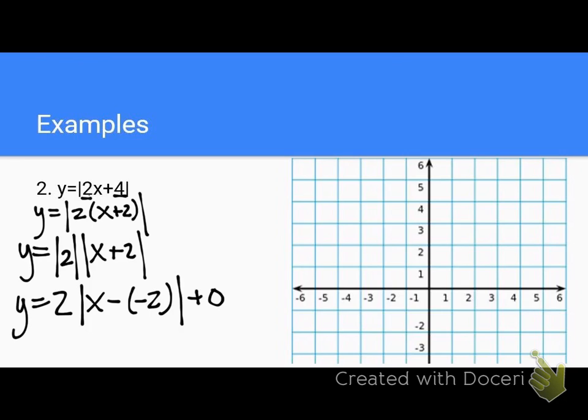This tells us that the vertex is at -2, 0. And the a term is 2, so the slope of the right-hand side of our v is going to be 2. On our graph, then we can plot this vertex point at -2, 0. It's right here. And the slope of the right-hand side is 2, so I'll go up 2 over 1 to plot my next point. And that's the right-hand side. For the left-hand side, I'm just going to take the opposite slope, so I'll go up 2 and then to the left 1.